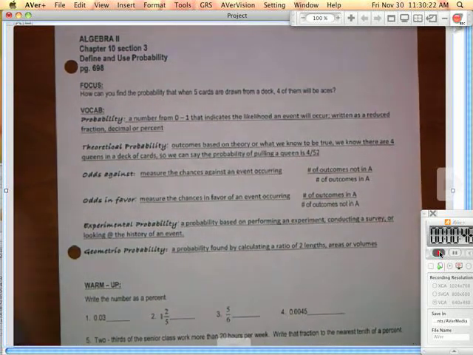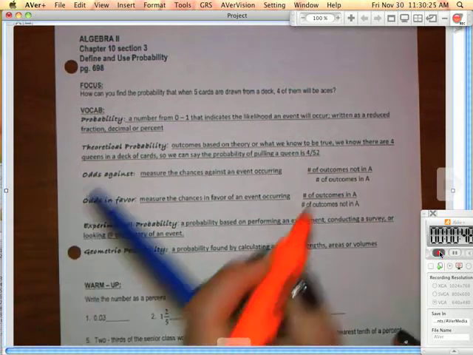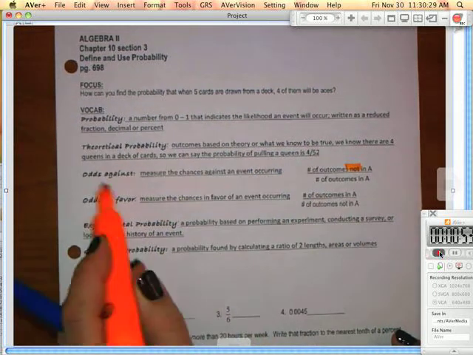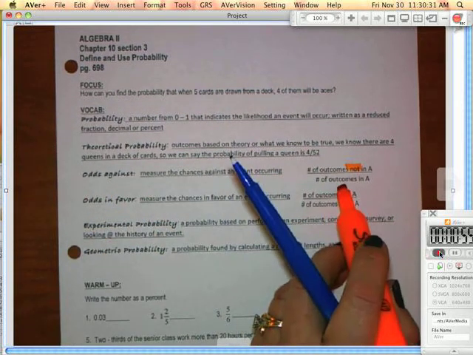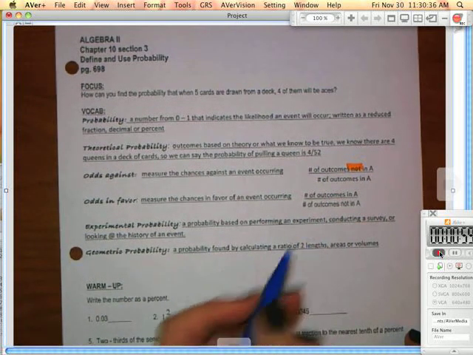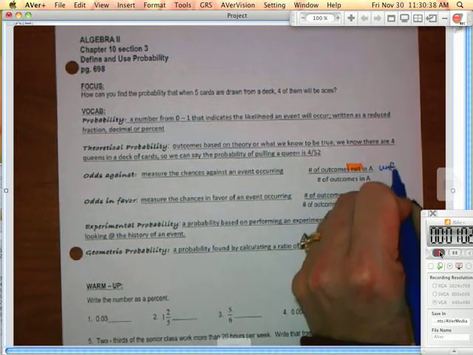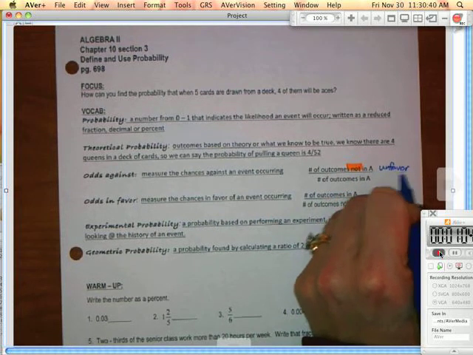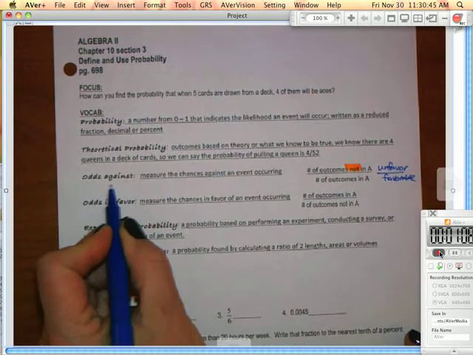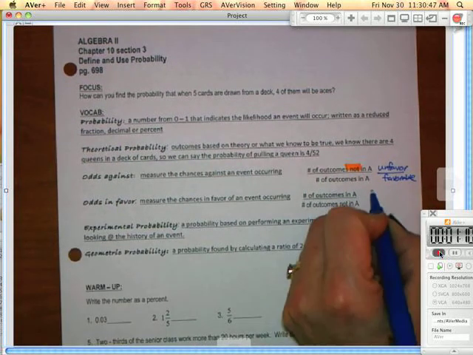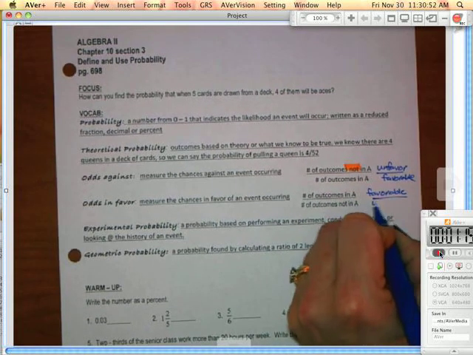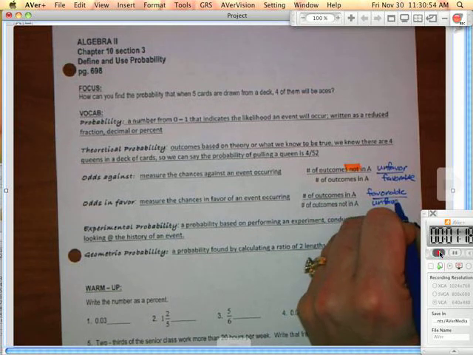Basically what you do with odds is, in the numerator you put the number of outcomes not in A, when it's odds against, to the number of ways it could happen in the event. Basically it's unfavorable over favorable for odds against. And if you want to find the odds in favor, you put the ways it could happen, or the favorable, over the unfavorable ways. We'll look more at that later.